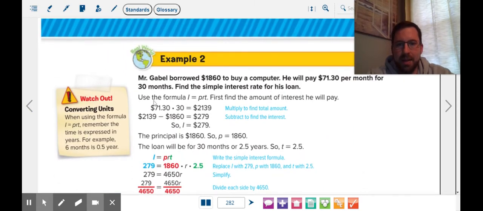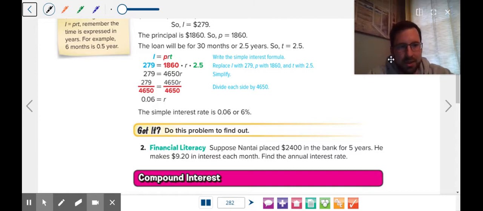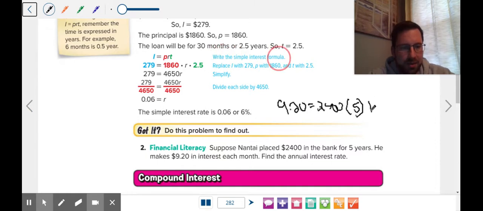Next up, how do we solve for a different part of the equation? And this is where it gets a little trickier, but it's nothing we can't handle. So this is where I would suggest setting up the formula. It says he placed $2,400 in the bank. So that's the principal. For 5 years, that's the time. Remember, with multiplication, order doesn't matter. So there's a bunch of multiplication over here, so we can switch the principal, the rate, and the time. He makes $9.20 in interest. So I is over here. So that means we're solving for the R.